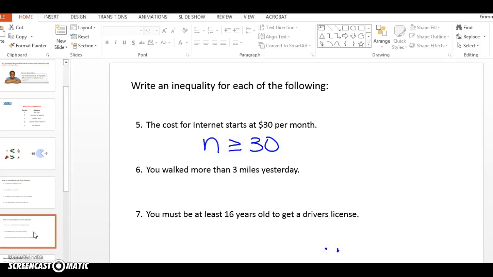All right. You walked more than 3 miles yesterday. What would that one be? N is greater than 3. All right, that would not have the equal sign because it says you walked more than 3 miles. All right, last one. You must be at least 16 years old to get a driver's license. N is greater than or equal to 16.